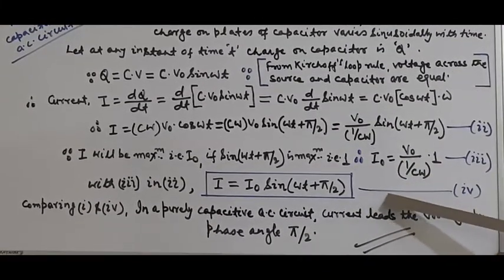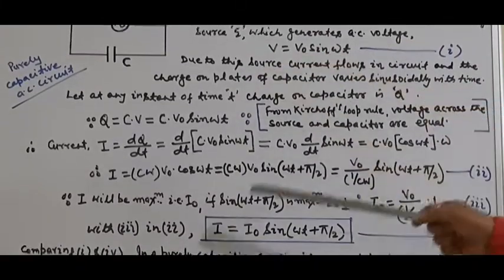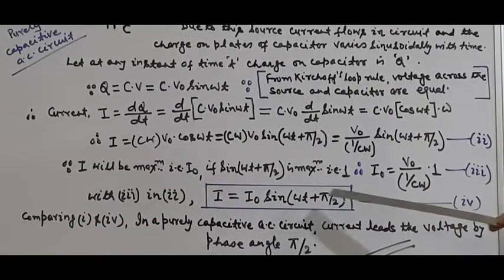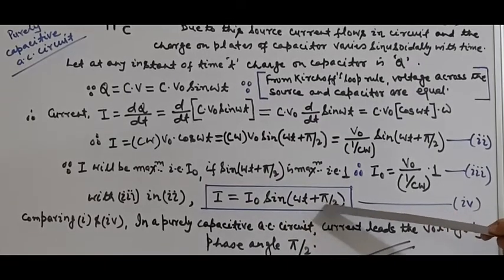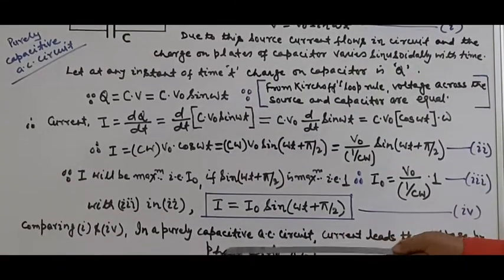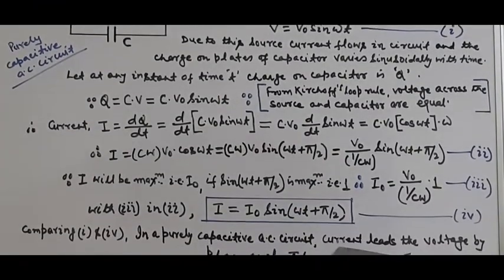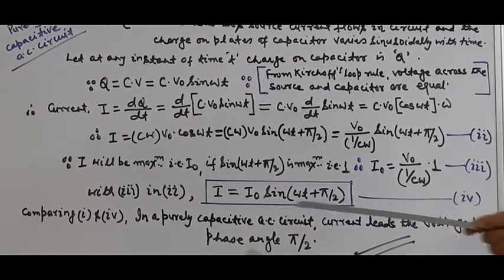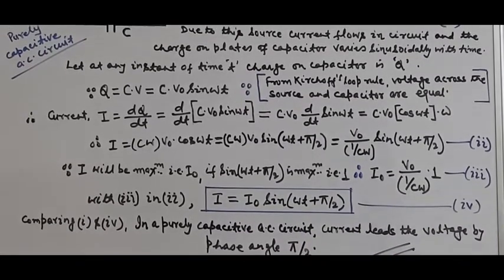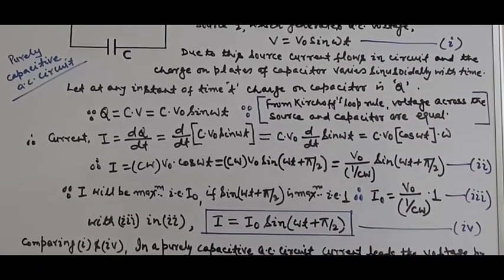So students, now compare this equation 4 with equation number 1. Compare these two. V is equal to V naught sin omega t, and I is equal to I naught sin(omega t plus pi by 2). What can we say? Look here, pi by 2 is added in the sine. It means by comparing these two we can say that in a purely capacitive AC circuit, current leads the voltage by phase angle pi by 2, or in other words, voltage lags behind the current by phase angle pi by 2.